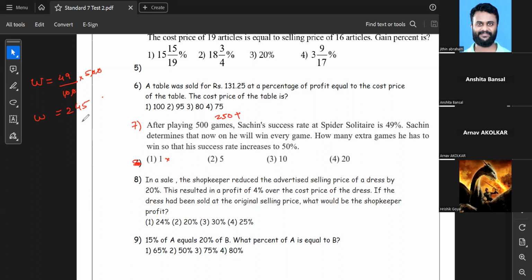Currently the games he has won is 245, which means plus 1 is not going to work because it won't take him beyond 250. Plus 5 is also not going to work because that also is not going to take him beyond 250, right? Plus 10, let's try. If his winning value is plus 10, that becomes 255. Plus 10 in winning and plus 10 in games, out of 510 games. The winning percentage in this case is 255 upon 510, which is exactly 50%. So in this case, the answer is option 3.